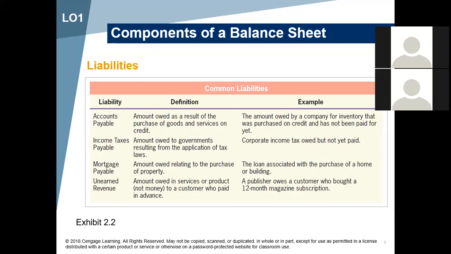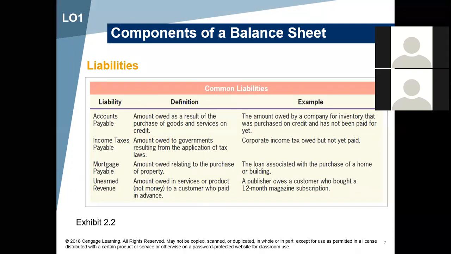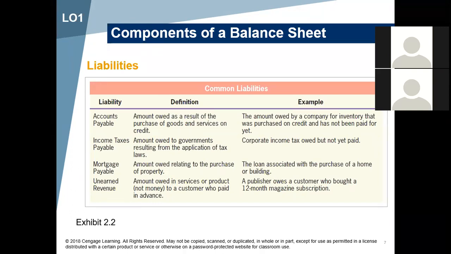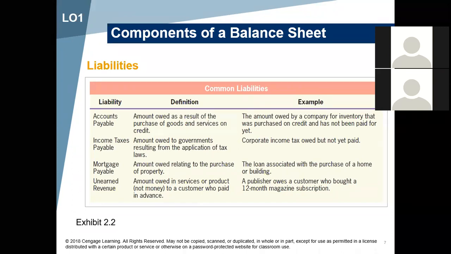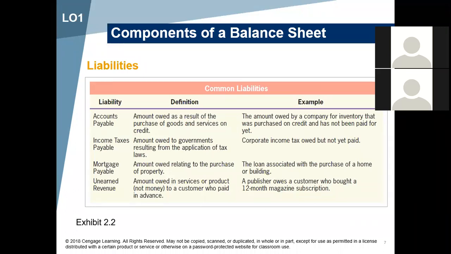All right. What do you mean by accounts payable? This is the amount owed, utang, as a result of the purchase of goods and services. For example, the amount owed by the company for inventory that was purchased on credit and has not yet been paid. So, utang, that's accounts payable. How about if you wrote a promissory note to pay? Same as notes receivable, it is your notes payable. You wrote that you will pay a sum of money for a certain period.